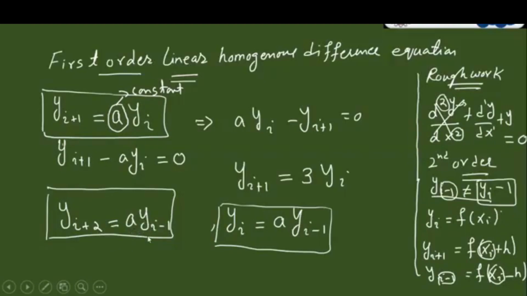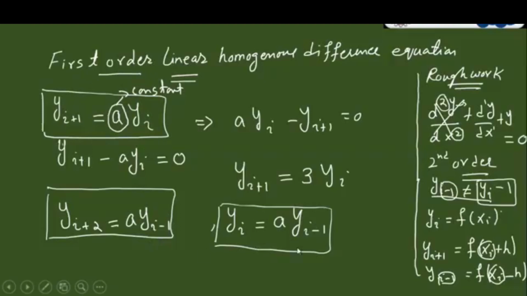What is this equation saying? It's saying y_{i+2} is equal to a times y_{i-1}. If you try to find the connection between these two values, you will find that the new value is still obtained based on the previous value only. Similarly here, the new value, that is the new index value, is obtained based on the previous value only, y_i. So whenever you have this relation, that the new value or next index value is obtained just based on the previous value, this type of difference equation is first order.